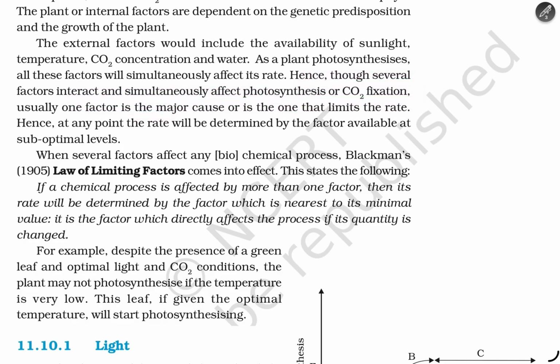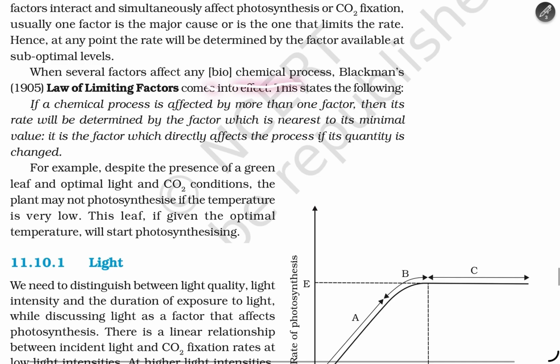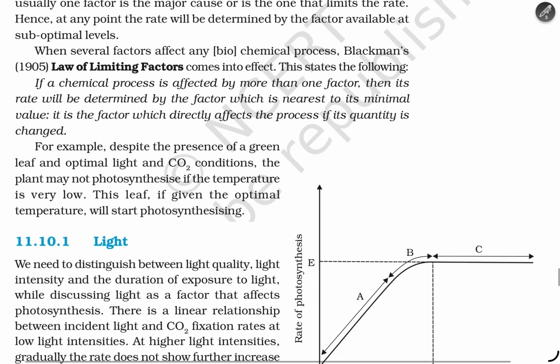Hence, several factors interacting simultaneously affect photosynthesis and carbon fixation. Usually, one factor is the major cause or is the one that limits the rate. Hence, at any time the rate will be determined by the factor available at the suboptimal level. When several factors affect any biochemical process, Blackman's law of limiting factors comes into effect. This states the following: if a chemical process is affected by more than one factor, then its rate will be determined by the factor which is nearest to its minimal value. It is a factor which directly affects the process by its quantity or change.